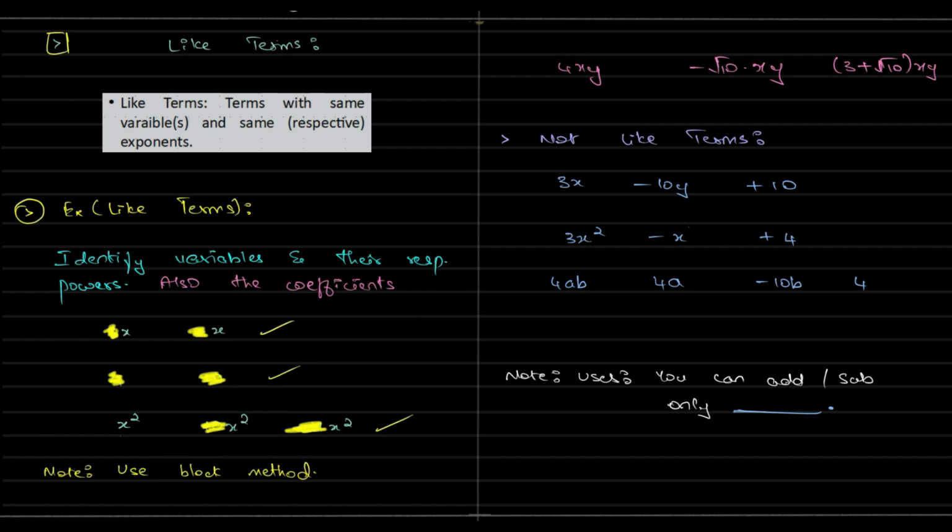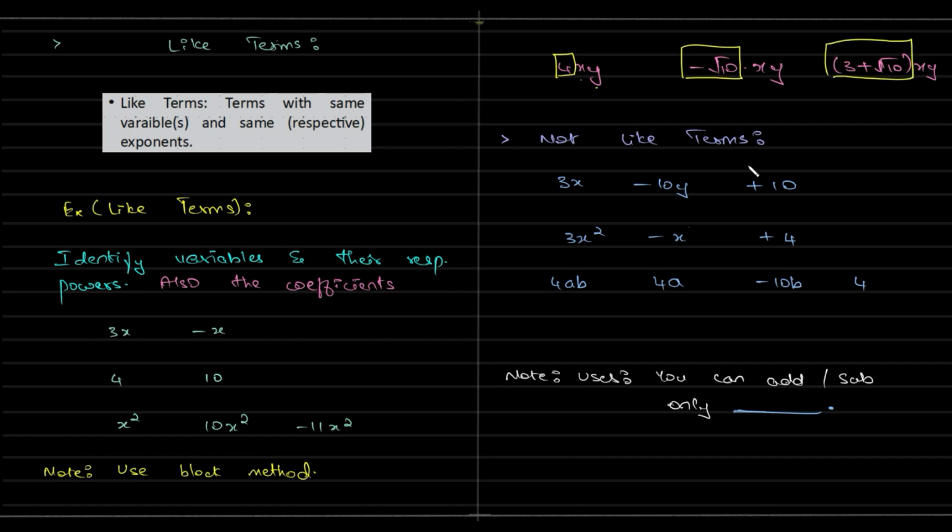Next example I have over here, again block the numbers. See, here I had 3 plus root 10, even then all of this is right. So here we are looking at xy, xy and xy. So all of these are like terms. Okay, but let's look at the constant and the coefficient. Here the variables are x and y, and the coefficient is 4. Here the coefficient is root of 10, and here the coefficient is 3 plus root of 10. Okay, right?